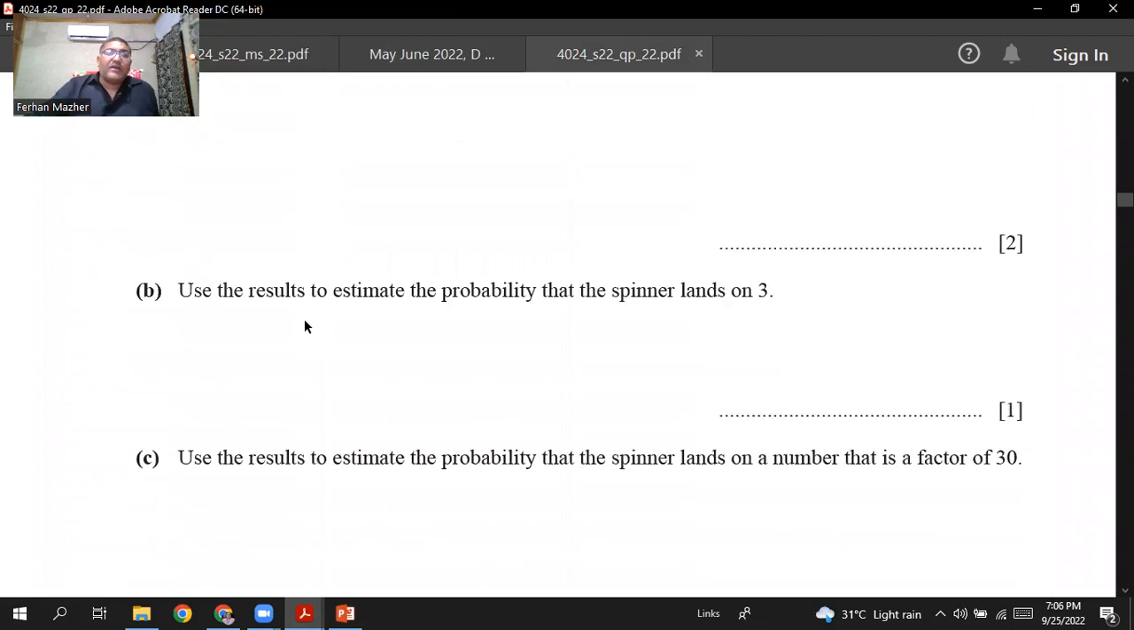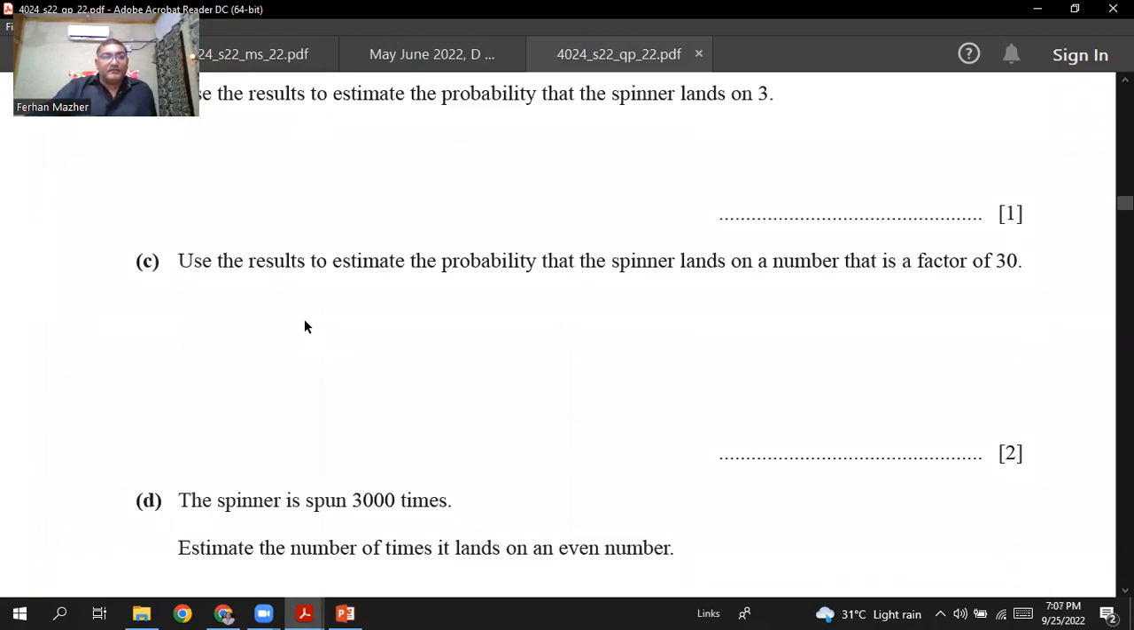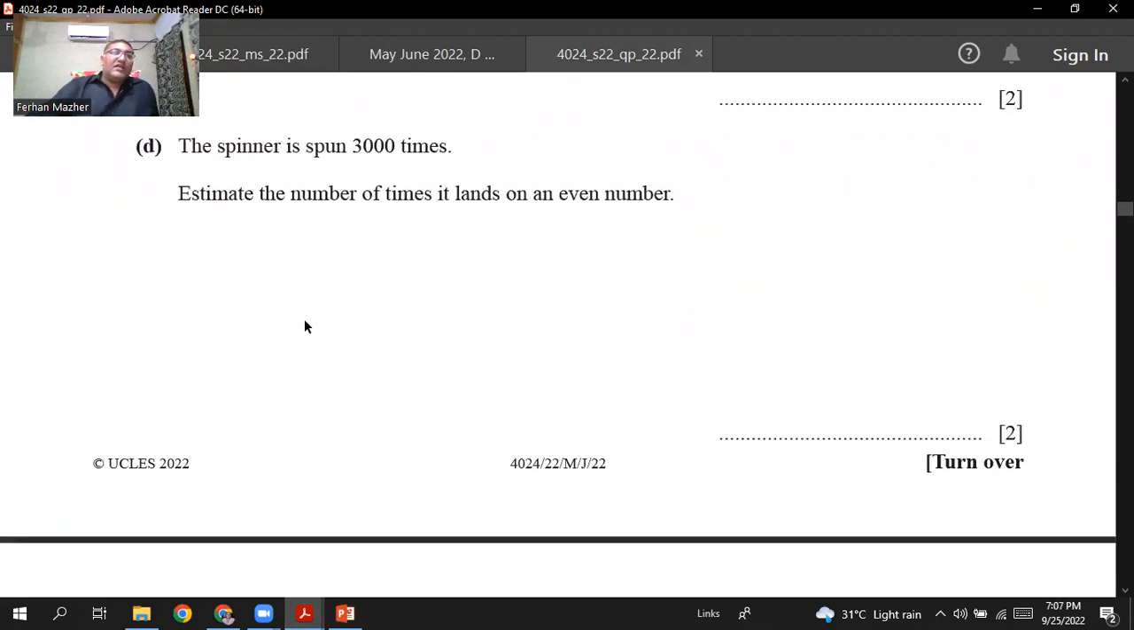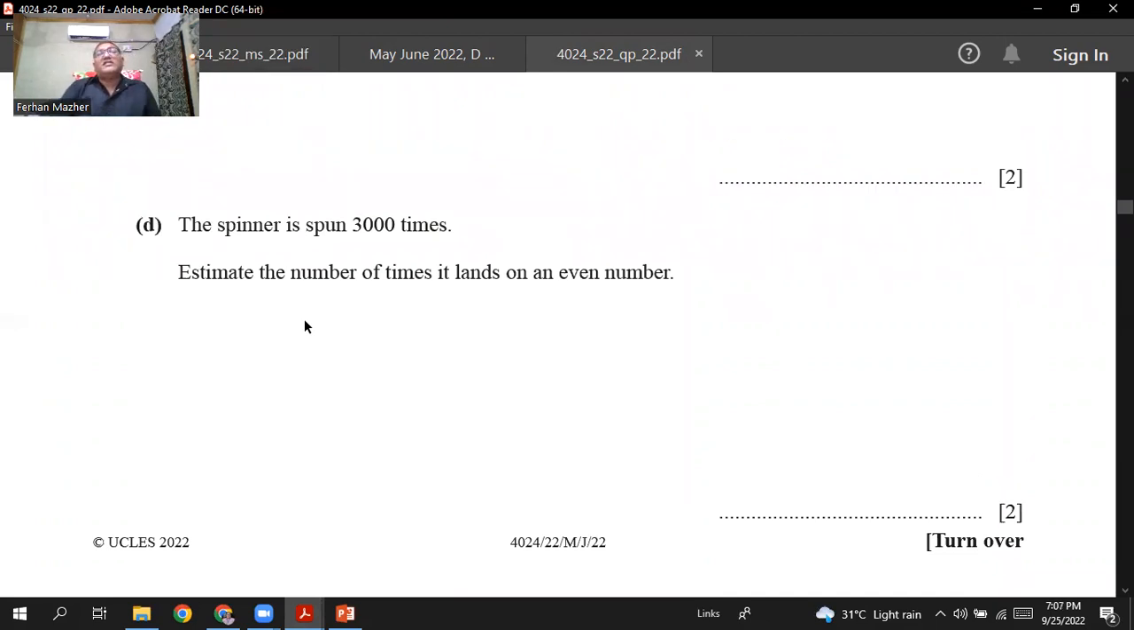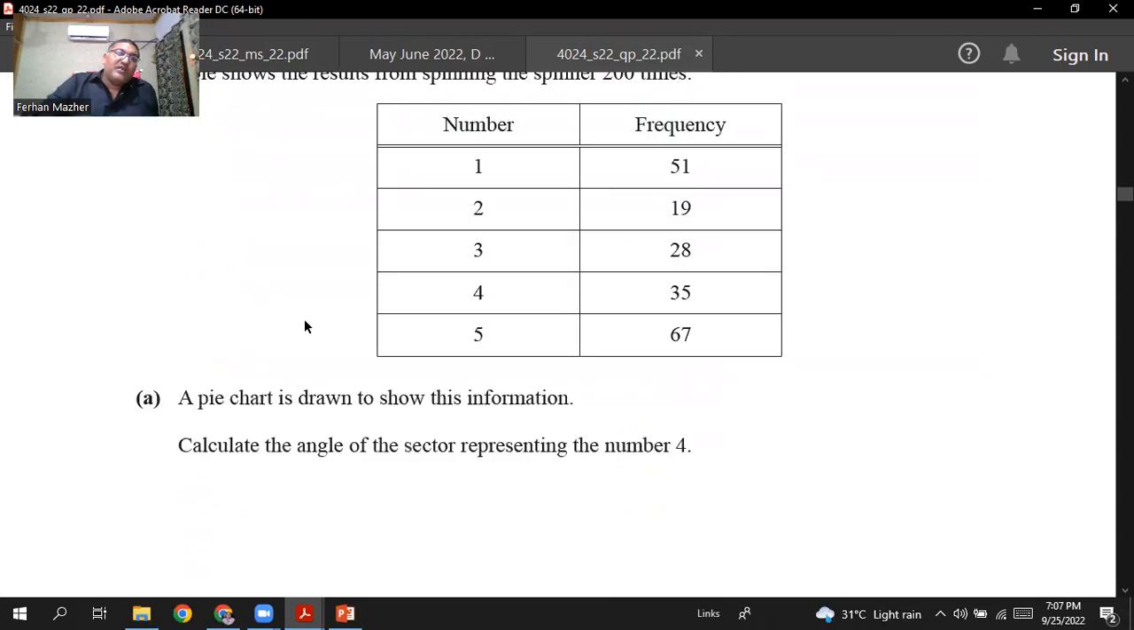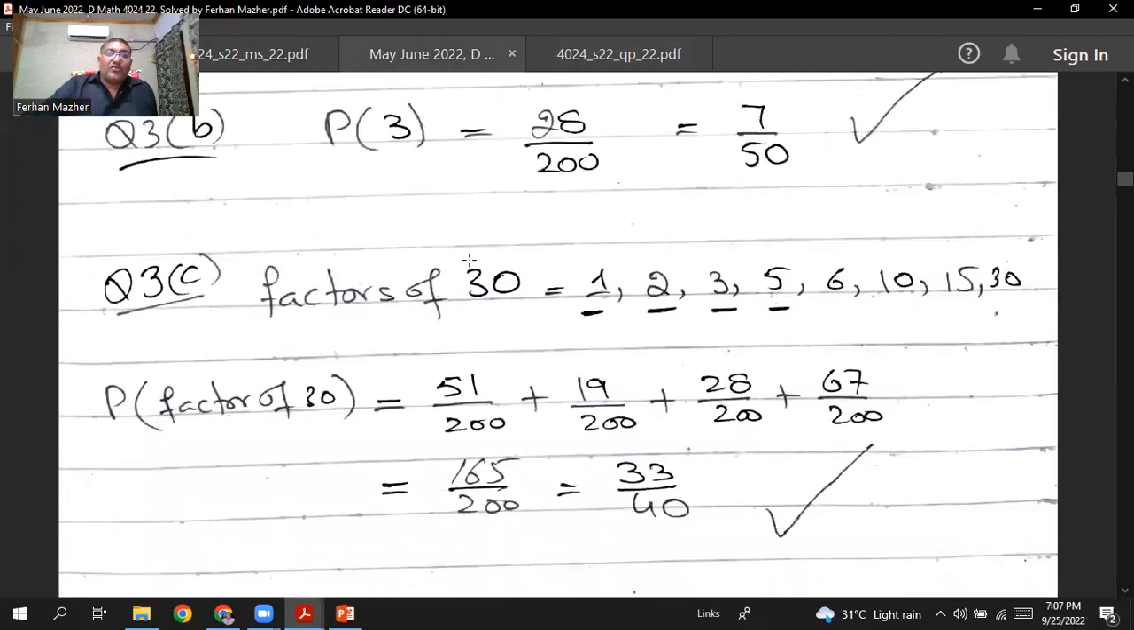The next question coming up on your screen is: the spinner is spun 3000 times. Estimate the number of times it lands on an even number. Okay. To be an even number, which are the even numbers? 2 is an even number, 4 is an even number. 19 and 35. Okay.